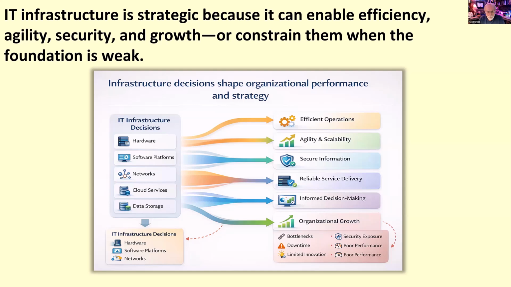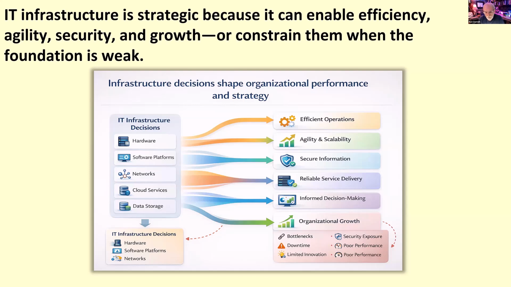Reliable infrastructure supports efficient operations, timely access to information, consistent service delivery, secure data management, and the ability to respond to change. In other words, infrastructure helps determine how well the organization can execute its strategy. A strong infrastructure can support agility by making it easier to scale systems, connect locations, support remote work, integrate platforms, and introduce new services. It can also improve the quality and availability of information for decision making.